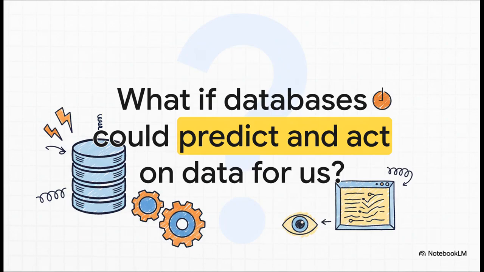So I'll leave you with a final thought to chew on. We've talked about making data active and responsive, but as these systems get smarter and smarter, what's next? What if our databases could move beyond just reacting to things that have happened and start predicting what needs to happen and then acting on it before we even think to ask? Now that's a powerful idea, and it shows you just how far we can take these concepts.